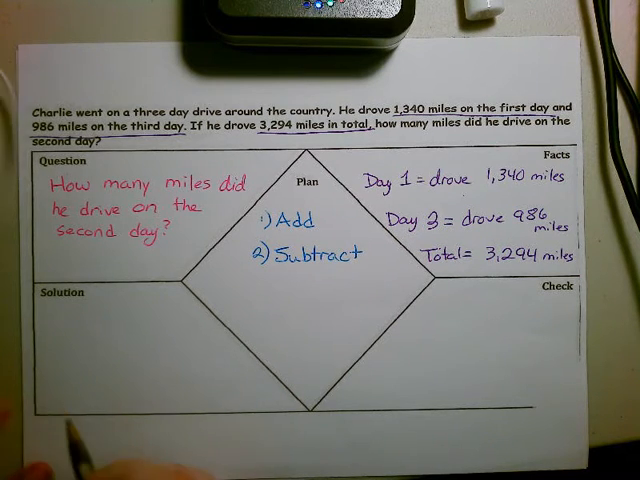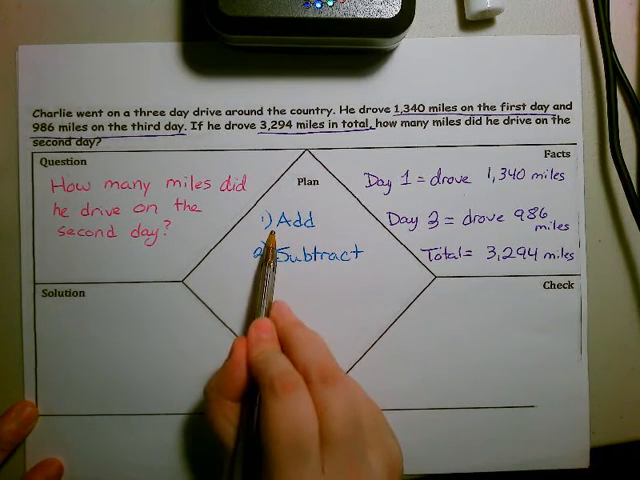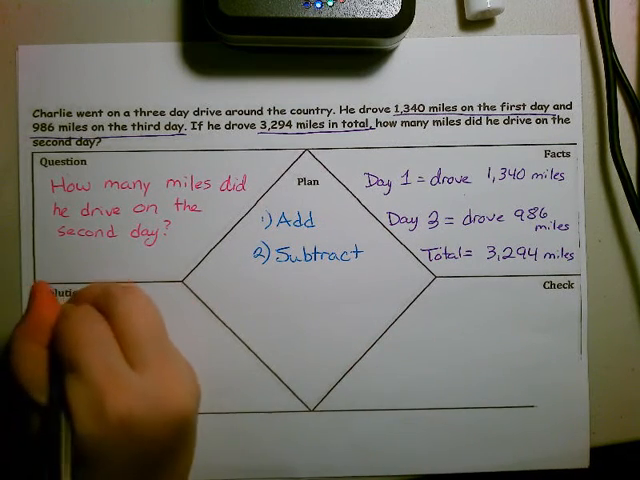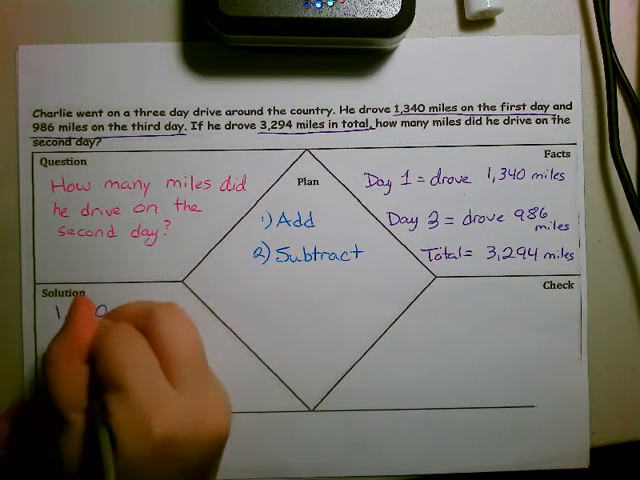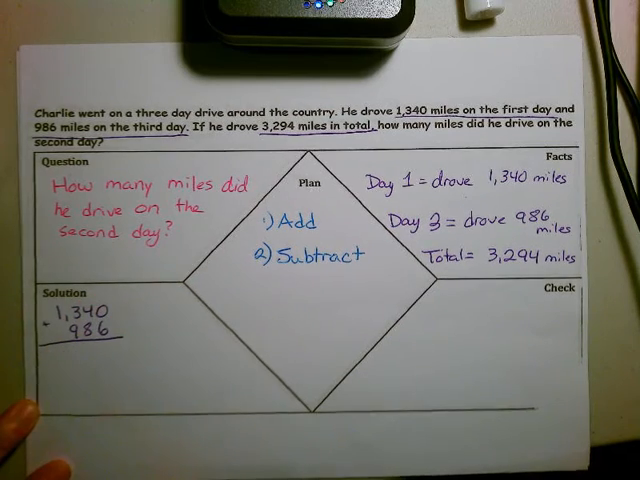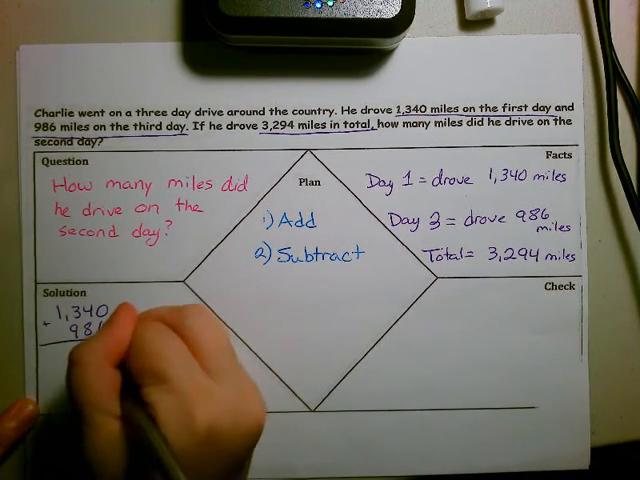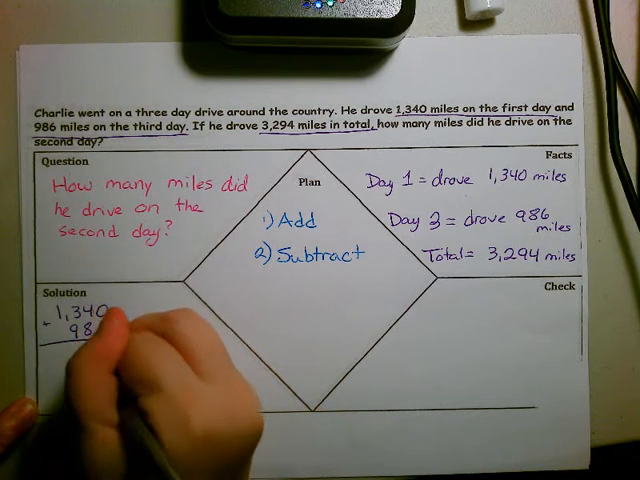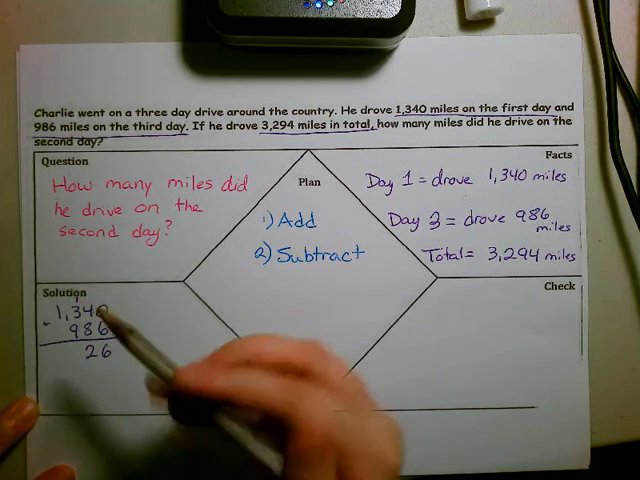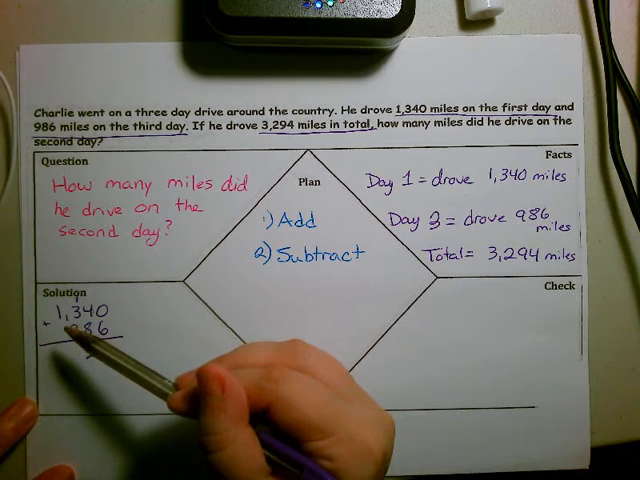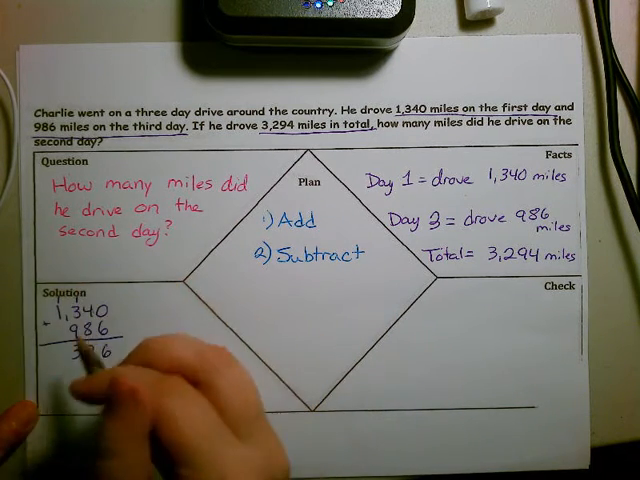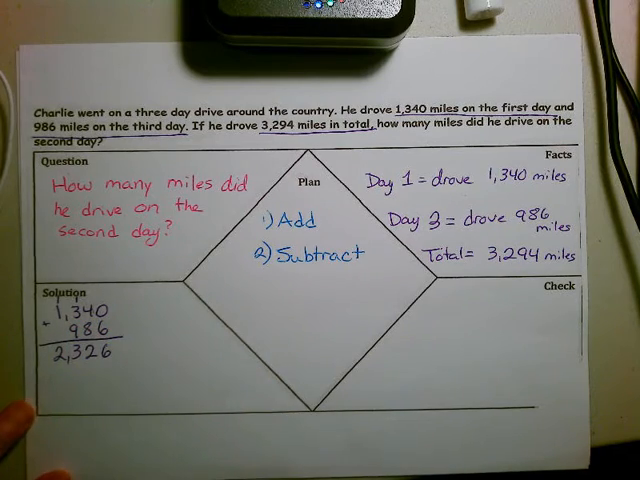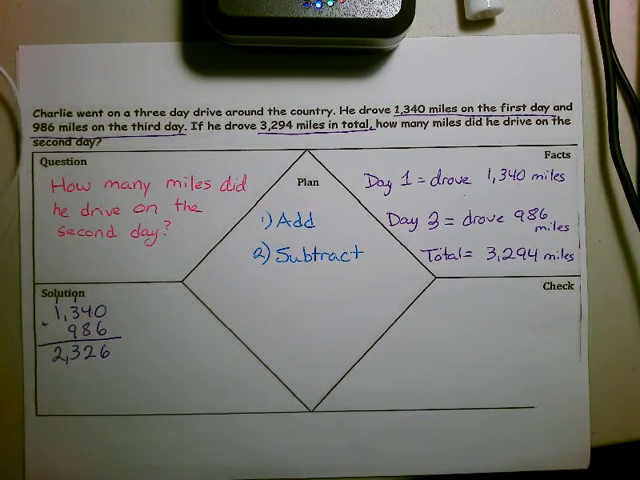So for my solution, I'm going to solve. I'm going to do exactly what I said. So the first thing is I'm going to add day 1 and day 3 together. So I have 0 plus 6 is 6, 8 plus 4 is 12, carrying my 1, 9 plus 3 is 12, plus 1 is 13, 1 plus 1 is 2. So I have 2,326 miles at the moment.